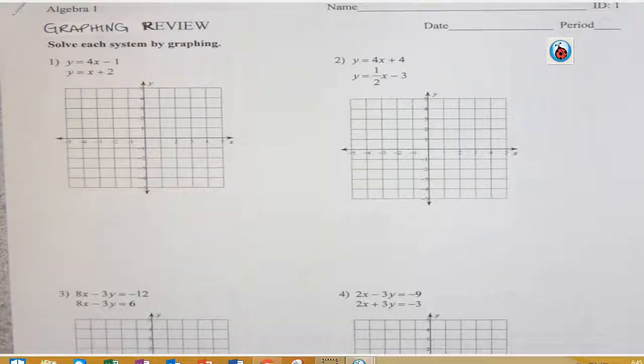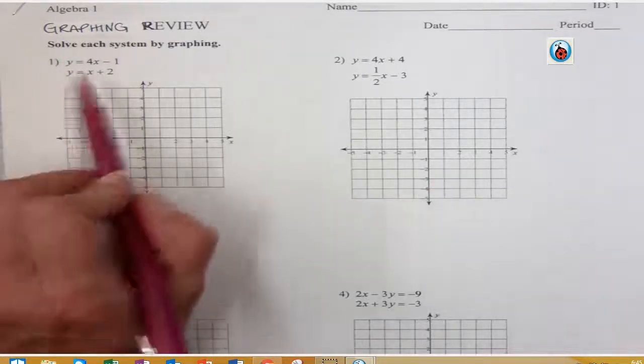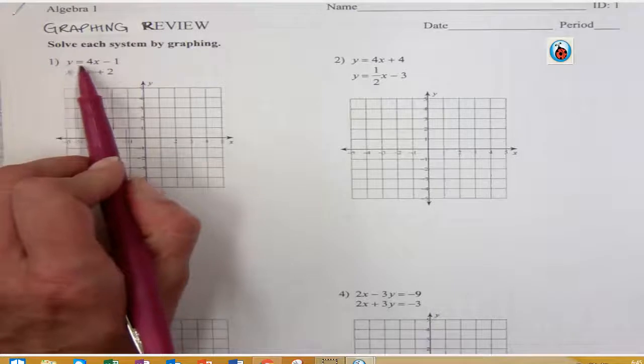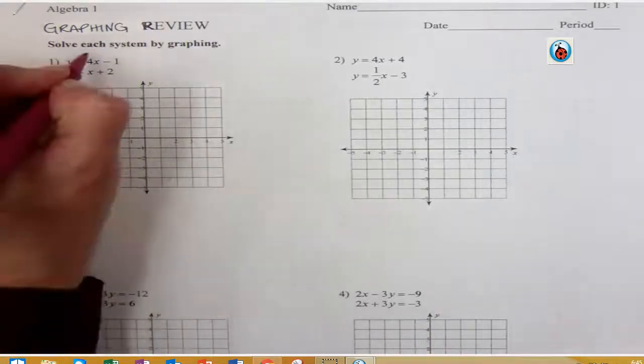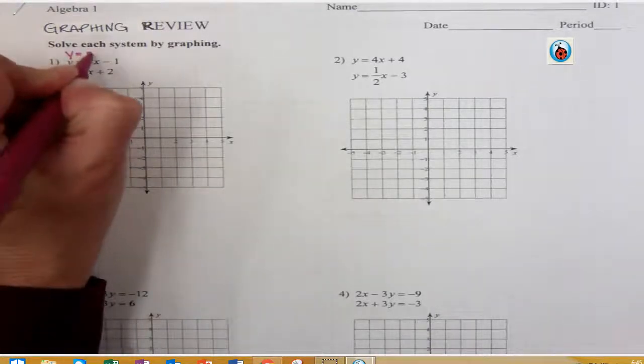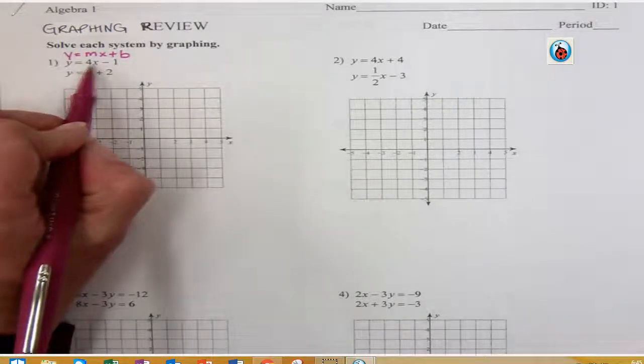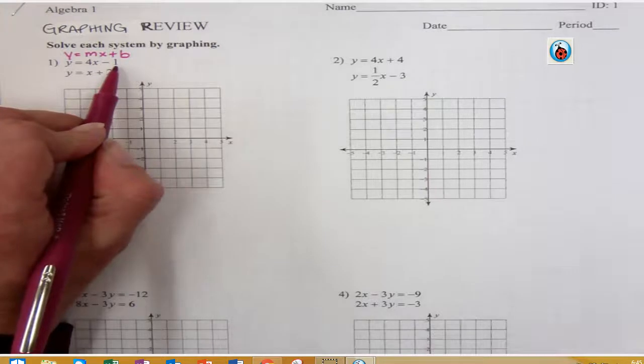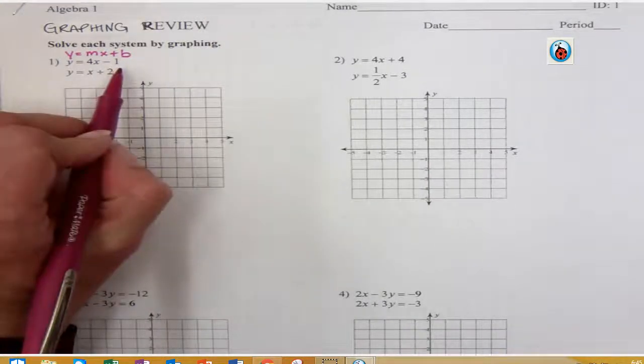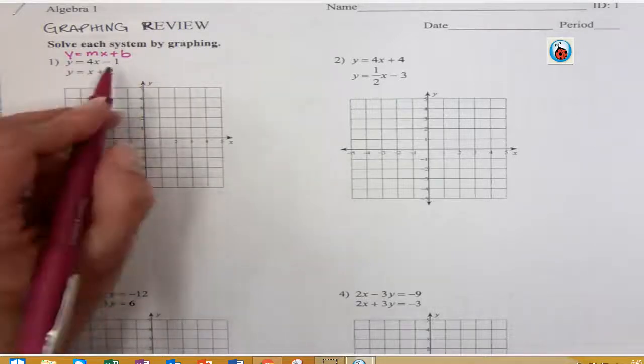Okay guys, we're going to do a quick review on graphing. When you're given an equation in y equals mx plus b form, the number in front of your x is your slope, and the number as your b is going to be your y-intercept. So you first graph your y-intercept, which is -1.